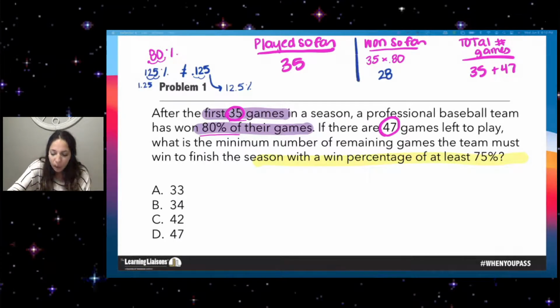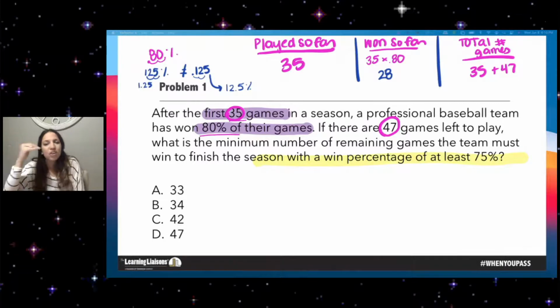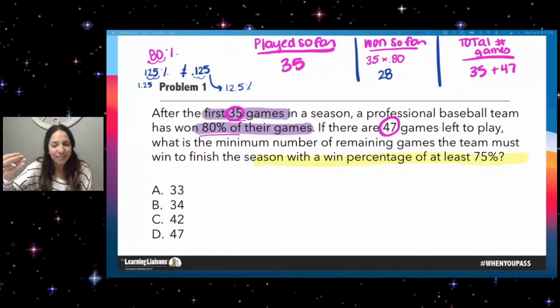You see why I did this in a table, because I know what that number represents. A lot of times we start to do math and we forget what that number actually means. So they've won 28 games so far.